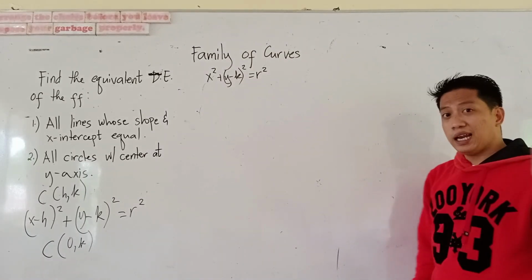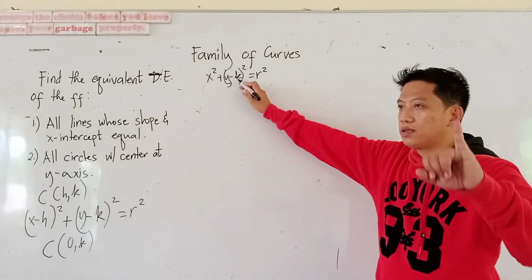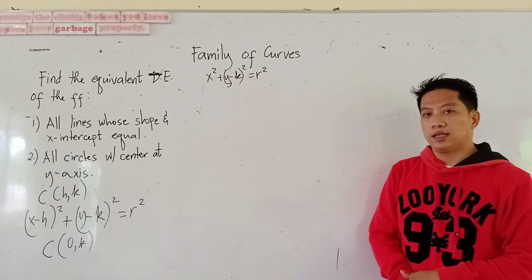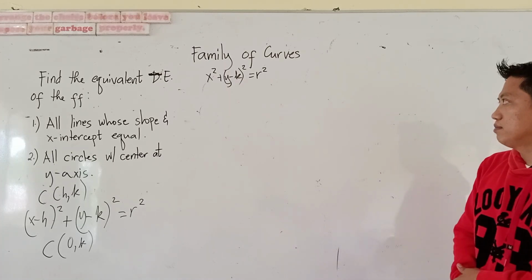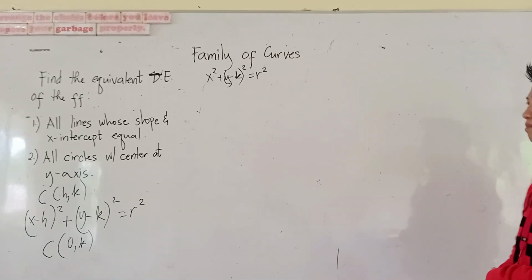Okay, so bilangin na natin kung ilan yung arbitrary constant. So we have 1, the k, and then the r. So dalawa po yung arbitrary constant natin. So ilang beses po natin i-differentiate yung function natin? Tama po mga boss, dalawang beses.